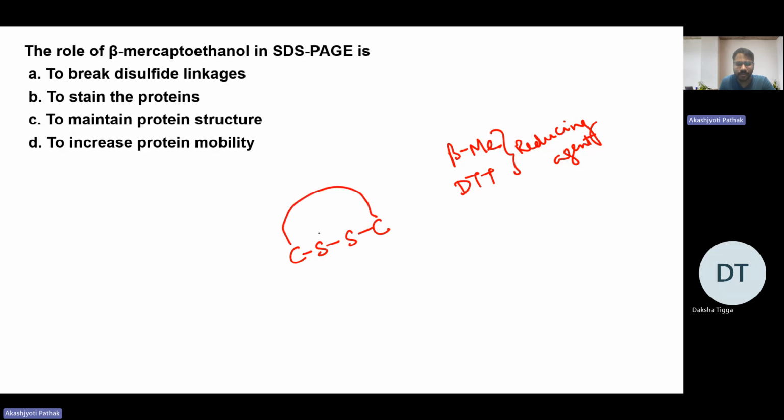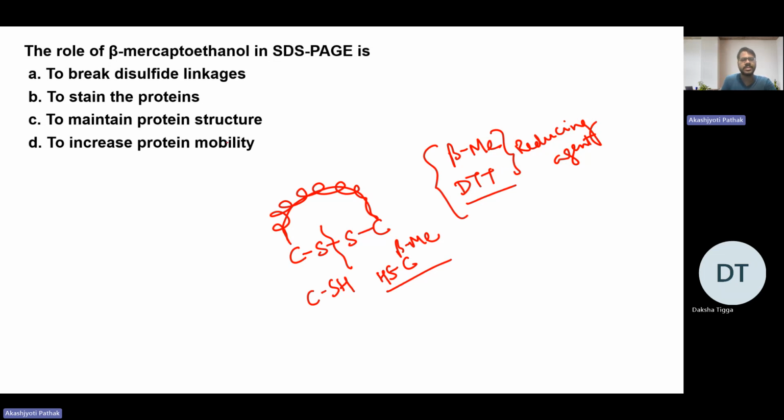So you have this protein sample. This is your coil helix, and these are your cysteine molecules. Your cysteine is forming a disulfide bond. So when you add beta mercaptoethanol, what will it do? It will convert this S-S bond into SH. It will get converted to SH, and your disulfide bond will break. So beta mercaptoethanol and DTT, these two are reducing agents. They will reduce the disulfide bonds. They will break the covalent bonds. They will break the disulfide linkages.